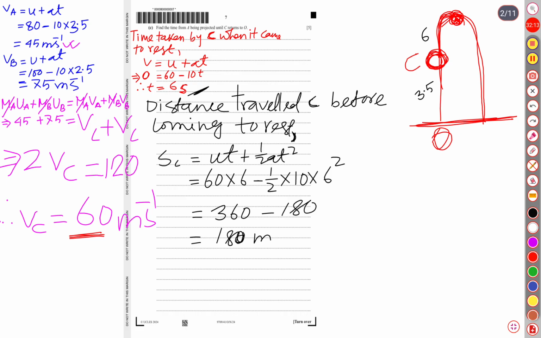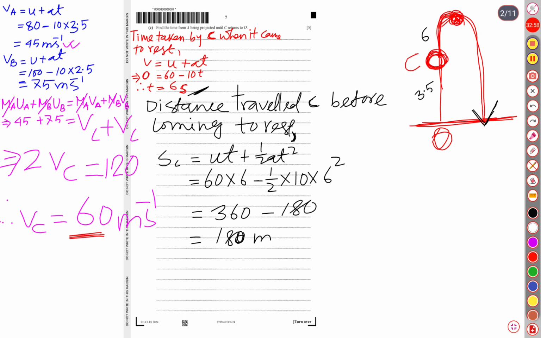That means first it took 3.5 seconds to reach 218.75, might be 218.75 at this point. Then it took 6 seconds to reach the highest point, then directly it came down to the ground. So how much is the total height now? 180 meters plus 218.75. So what is the formula?